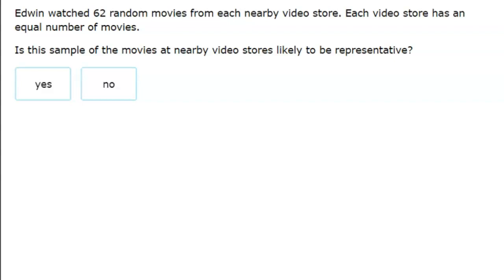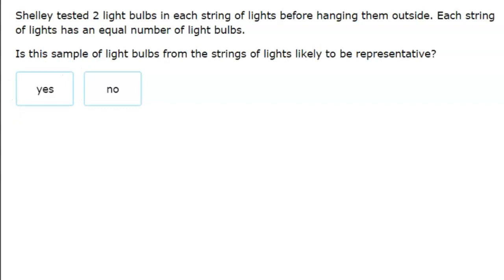There's not a specialty store that might have only thriller movies, that's not a good sampling of random movies. They're all nearby, so he is just trying to talk about nearby stores, and they all happen to be nearby as well. So in this case, we don't have any biases or something that would skew the data in a different direction. Next one.